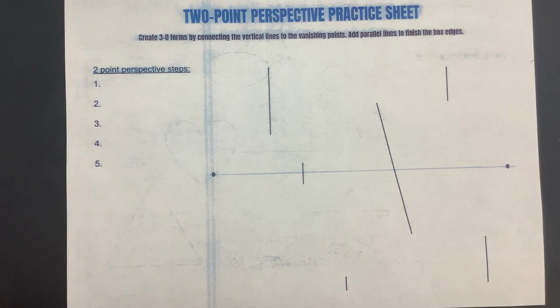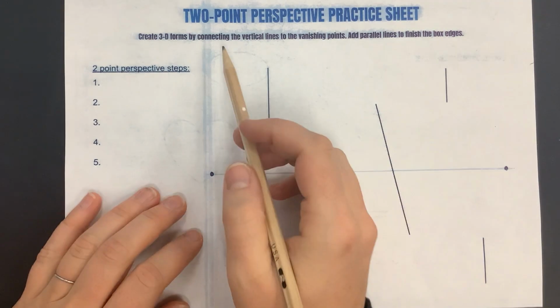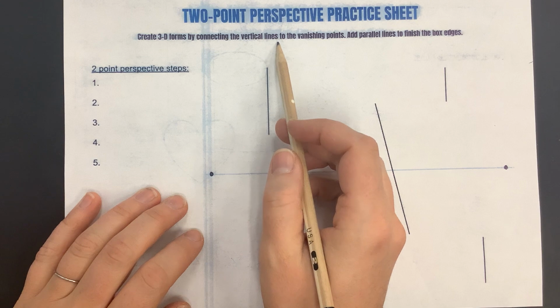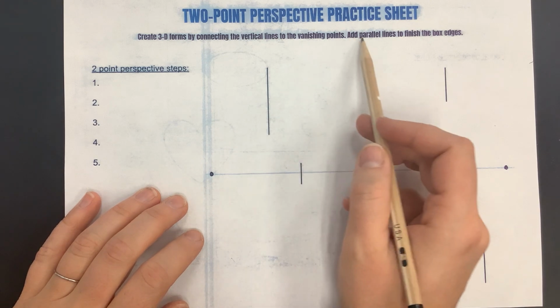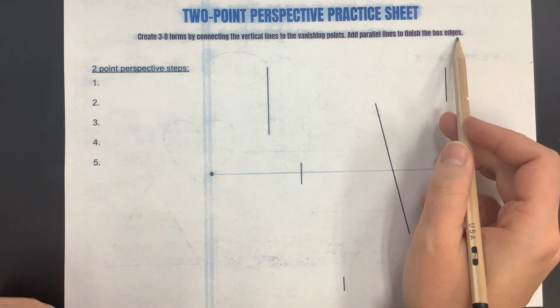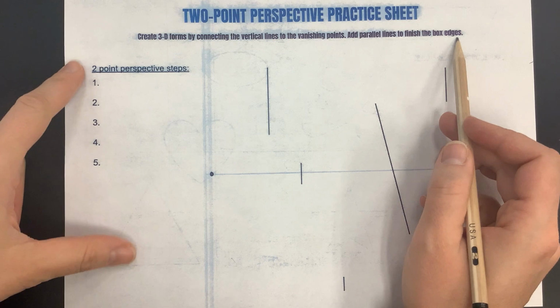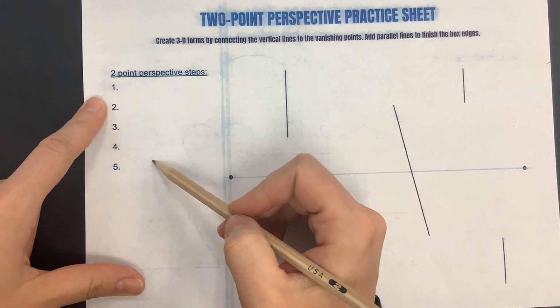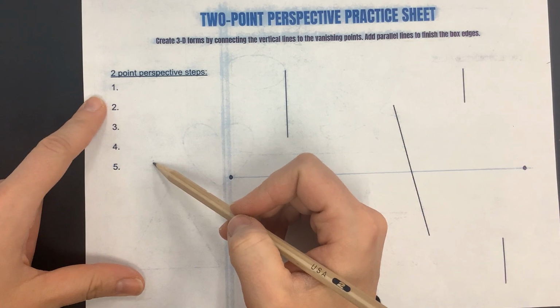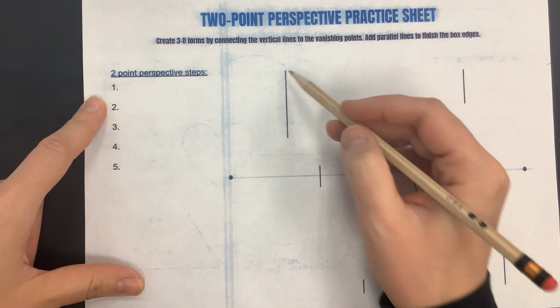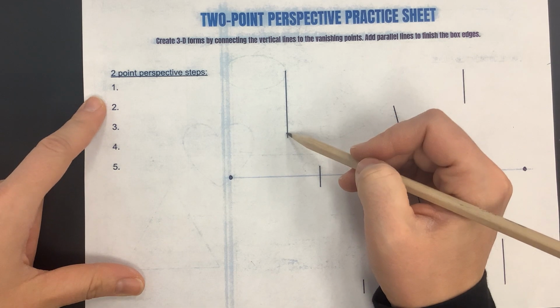So today in Learning 2-Point Perspective, we're going to create 3D forms by connecting the vertical lines, instead of the shapes, to the vanishing points and add parallel lines to finish out the boxes. So class, we're just going to go through first and write down our steps, which are very, very similar to our 1-point perspective, but instead of having a shape here now, we have a line.